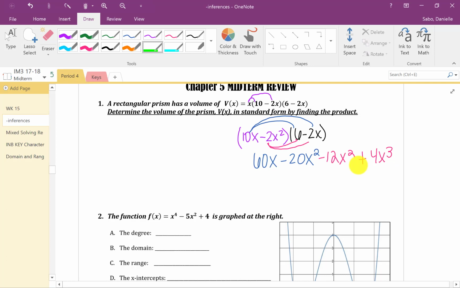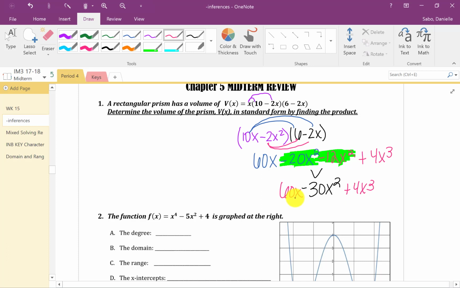Now my final step here is just to combine like terms. The like terms in this situation are negative 2x squared, 20x squared, and negative 12x squared. So when I combine them, I get negative 30x squared. Then I bring everything else down, my 4x cubed, and my 60x.